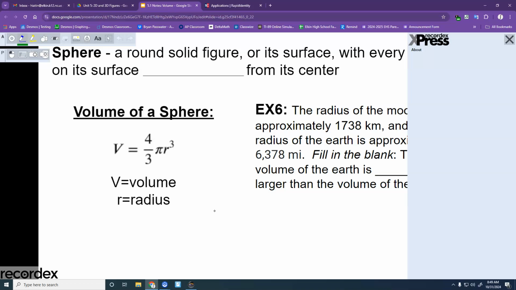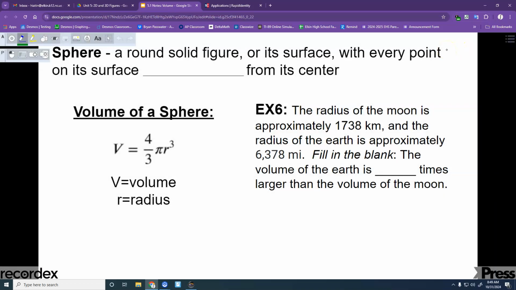All right. So a sphere is a round, solid figure, or its surface with every point on its surface equidistant from its center. What do you guys think that word equidistant means? Equal distances, basically. If you need to draw a circle, you can take a piece of string and tie a pencil to it and just go around in the circle. You can make a perfect circle, right?